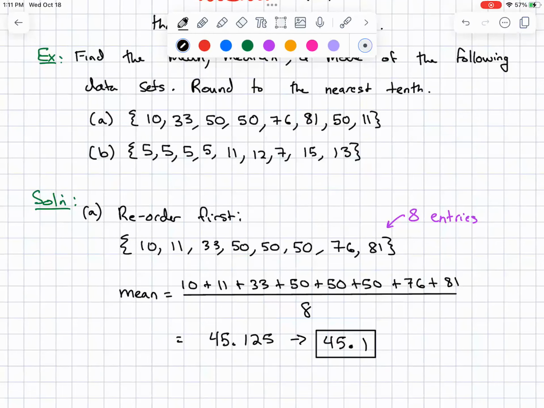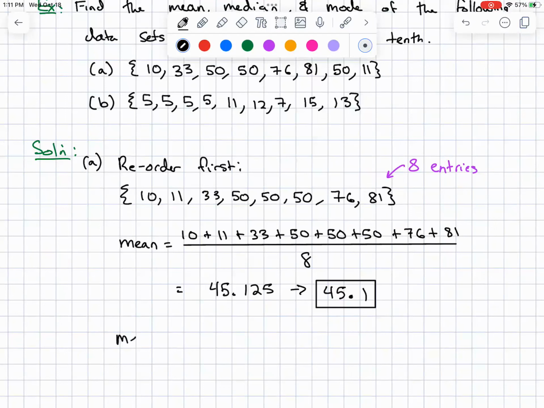Median, then? So there's 8 values divided by 2 gives us 4, which implies, when you get an even number, when you get a whole number when you divide, you take that entry and the next entry, and that will give you your median. So the 4th and 5th entries give the median. So 1, 2, 3, 4, and 5.